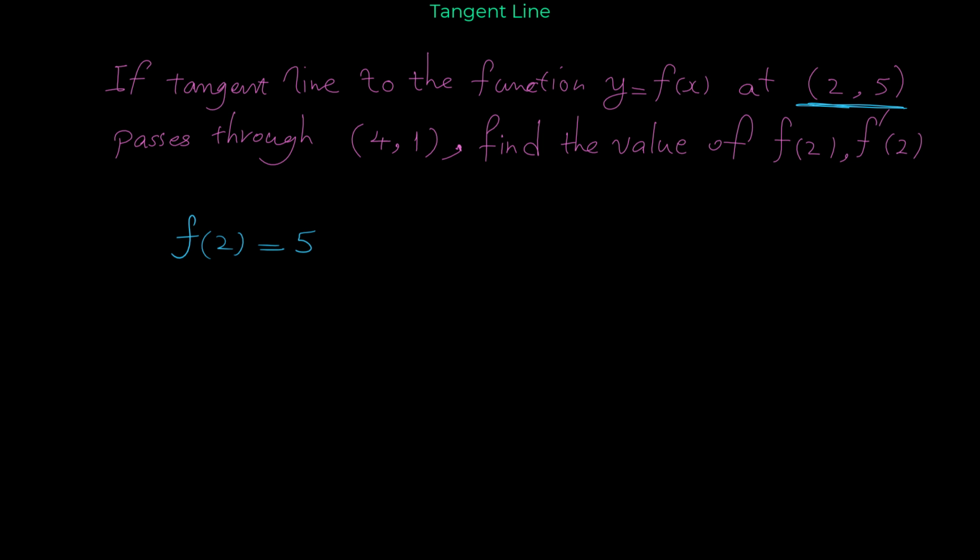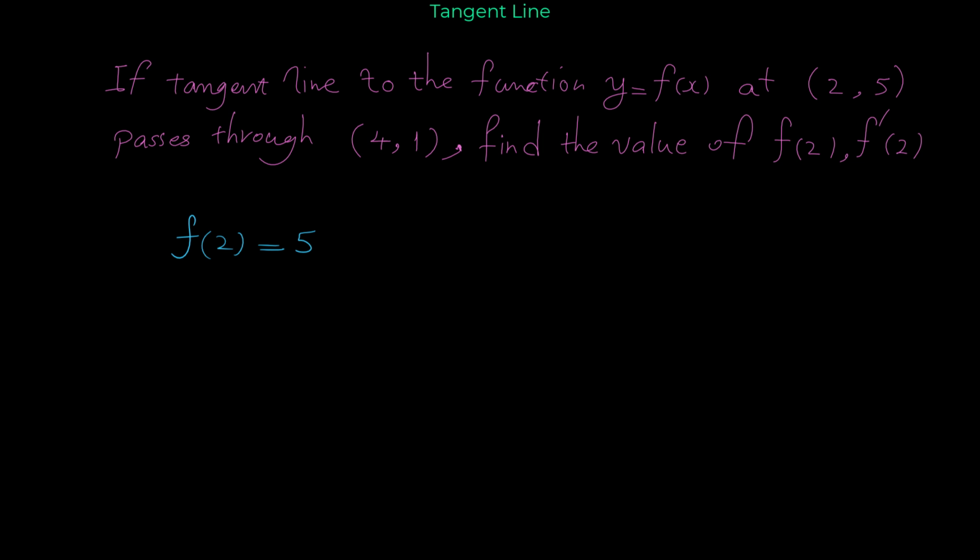Look at the given point. This point lies on this function. So when we plug in 2 for x, f of 2, the y value, is 5. So this part of the question was clear. But we are also asked to find f prime of 2, the slope of the curve at the tangency point. How can we find that?